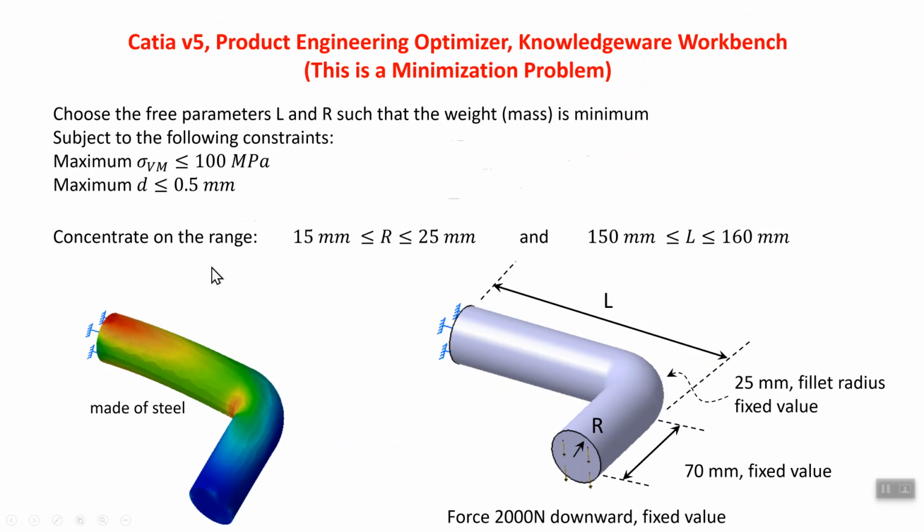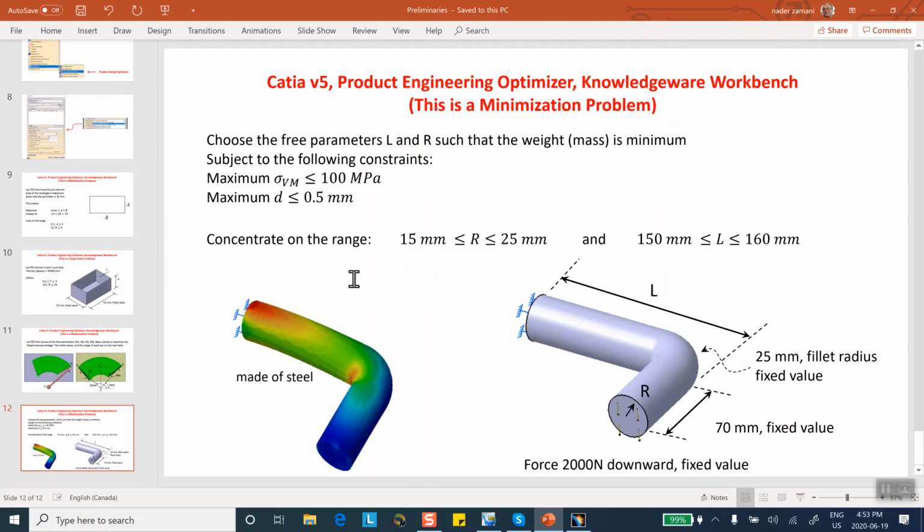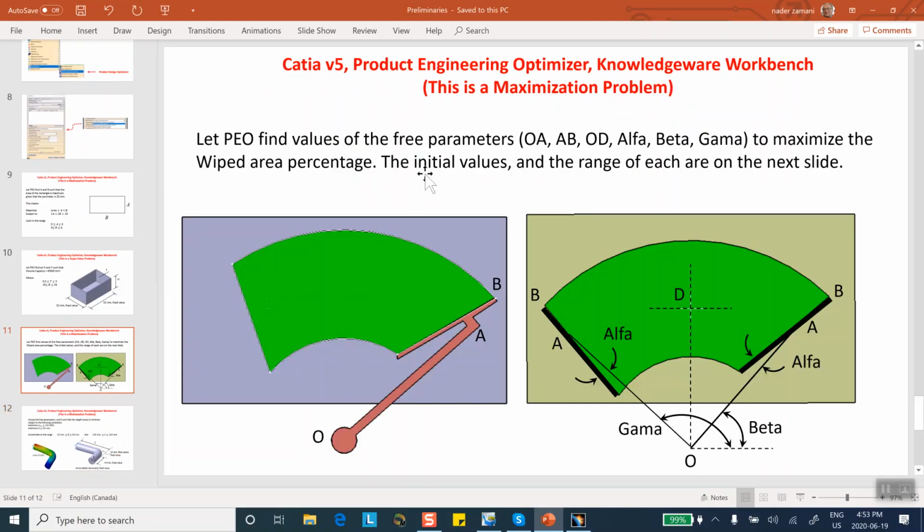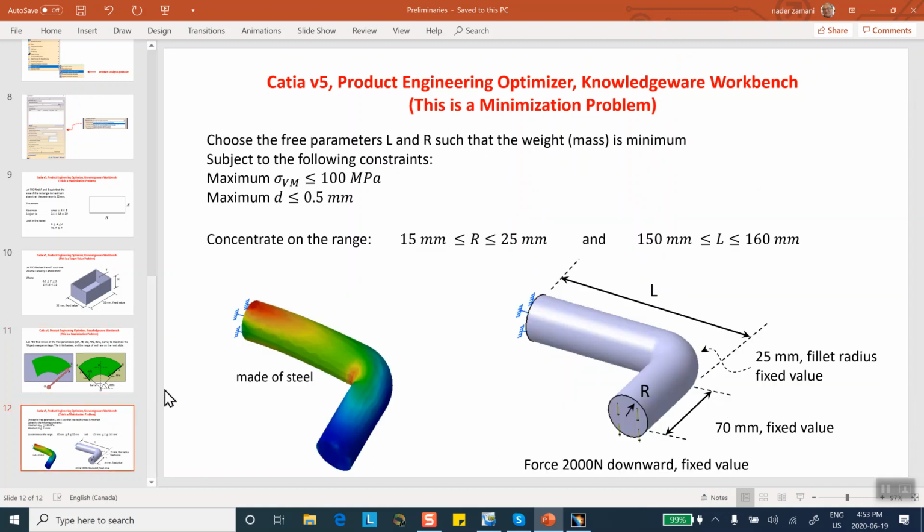So, let me go back to this. The objective is to maximize the wiped area percentage. In other words, the area of the green over the area of the fixed rectangle, times 100 to get a percentage, is maximum. Okay. The final one that I will be doing is a finite element problem.